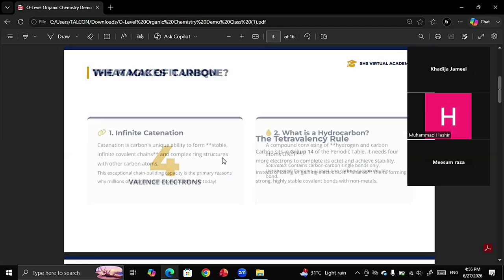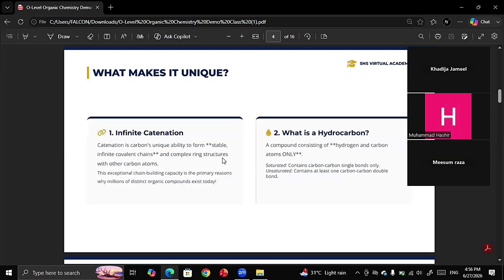Next, what makes it unique? Carbon has properties such as tetravalency, and another property is catenation. Catenation is when carbon makes bonds with itself, with other carbon atoms. This property is called catenation, and with it, carbon makes millions and millions of organic compounds that we see in chemistry. And then there are hydrocarbons.